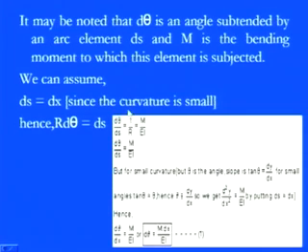Here we just noted that d theta is the angle subtended by the arc element ds, and M is the bending moment to which this element is subjected, and due to that bending moment we have the deflection in that particular beam. So just go to the equation.